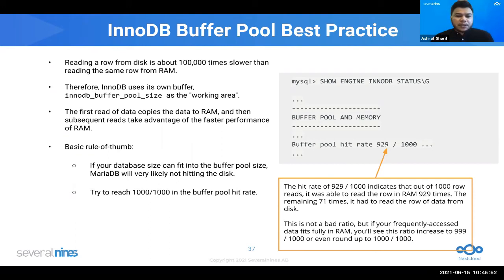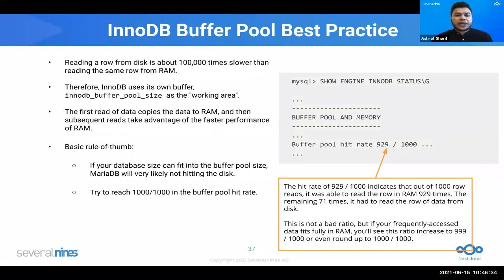When starting up MariaDB, the first read of rows will copy the pages into RAM, and then the subsequent reads will take advantage of the faster performance of RAM. A warmed-up buffer pool has all the hot data already in the buffer pool for maximum performance. It is very common for MariaDB to be a bit slower after startup without a warmed-up buffer pool. In MariaDB 10.5, there are two options already enabled by default to automate the buffer pool warm-up. We call them InnoDB buffer pool dump at shutdown and InnoDB buffer pool load at startup.